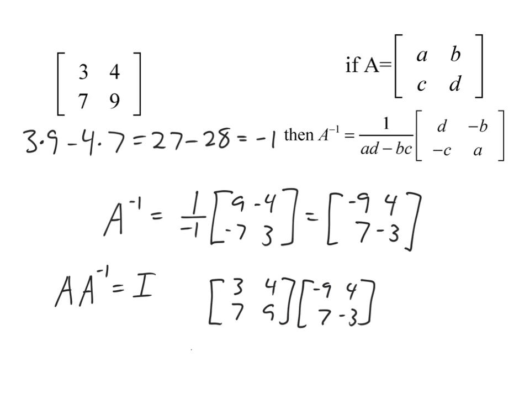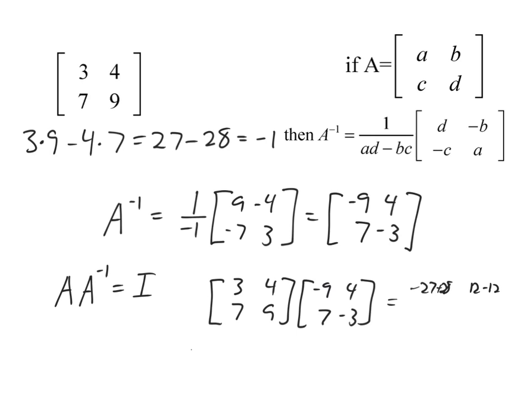So we're going to end up getting that first one, which is this times this. So 3 times negative 9 plus 4 times 7. Well, 3 times negative 9 is negative 27, plus 4 times 7, which is 28. And then I have my next one, which is this times this. So I got 3 times 4 plus 4 times negative 3. 3 times 4 is 12. 4 times negative 3 is negative 12.